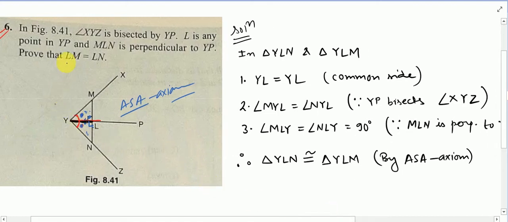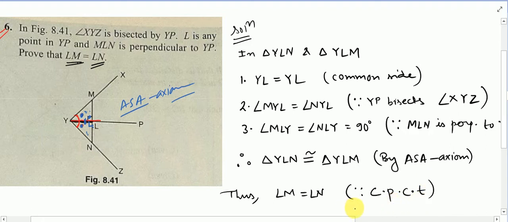And what we are supposed to prove? At the end we have to show that LM is equal to LN. So you can see that LM is part of this triangle, okay, and LN is part of this triangle. Since we have shown these two congruent, so corresponding parts are going to be equal. Thus, LM is equal to LN since corresponding parts of congruent triangles, because they are corresponding parts of congruent triangles, so they are going to be equal. Okay.